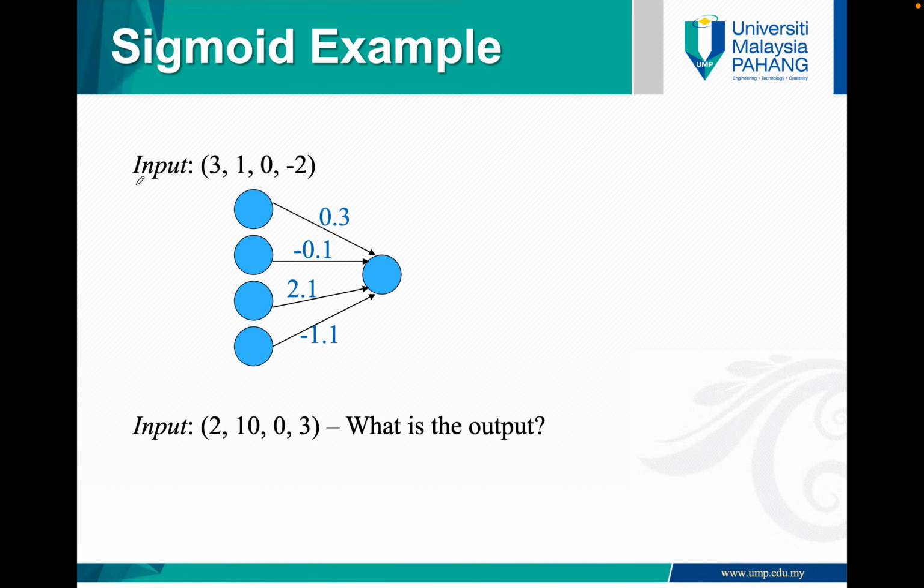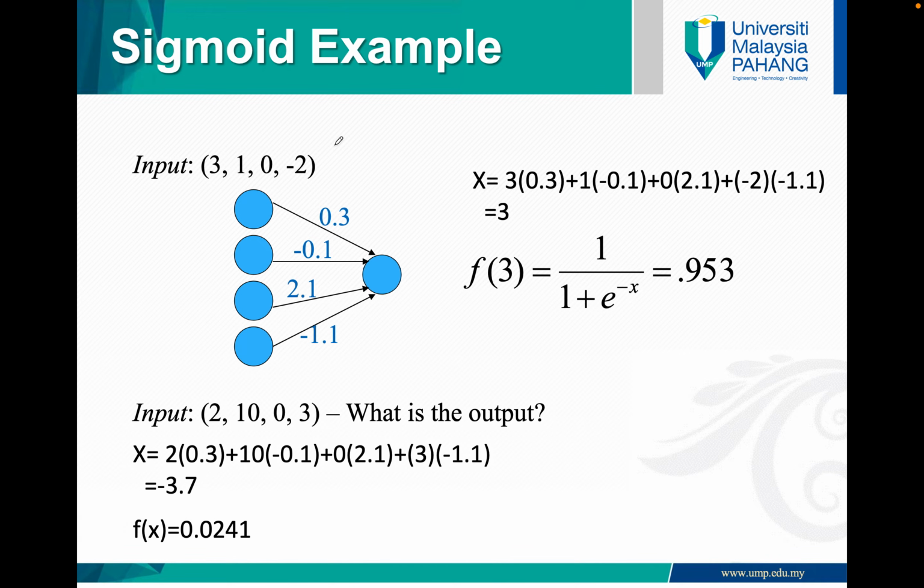So this is the sigmoid example. Let's say we have the input here: 3, 1, 0, and minus 2. And we have the weights here: 0.3, minus 0.1, 2.1, minus 1.1. Given this input, what will be the output?